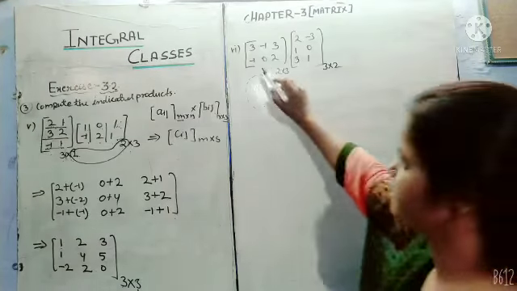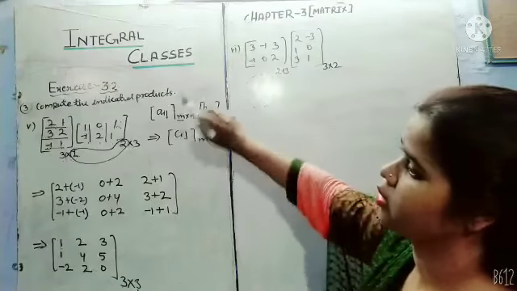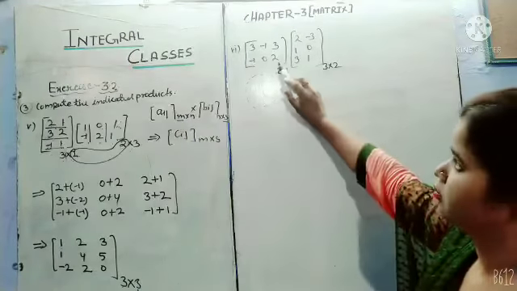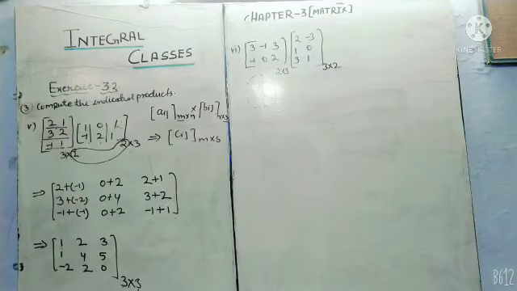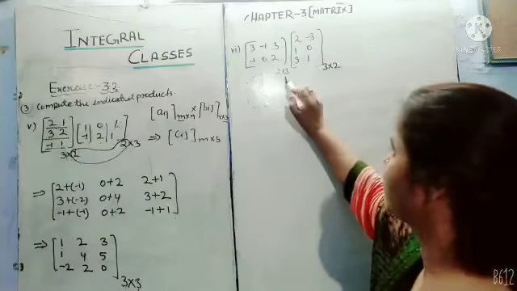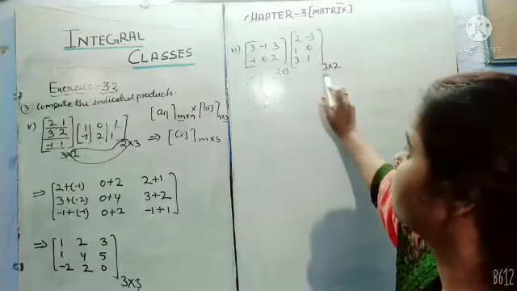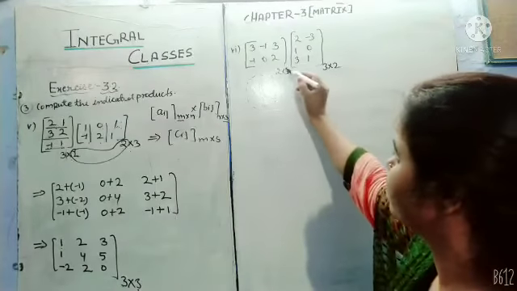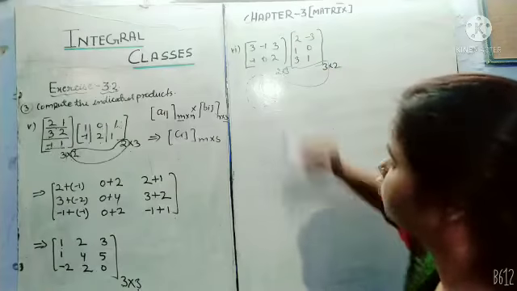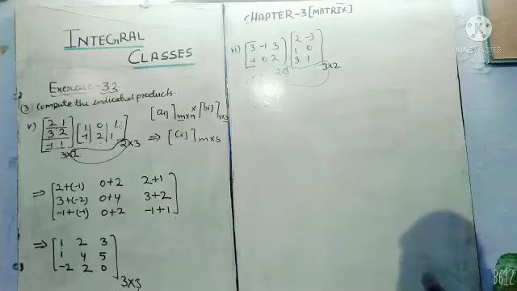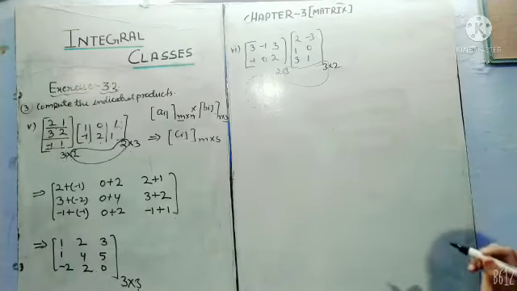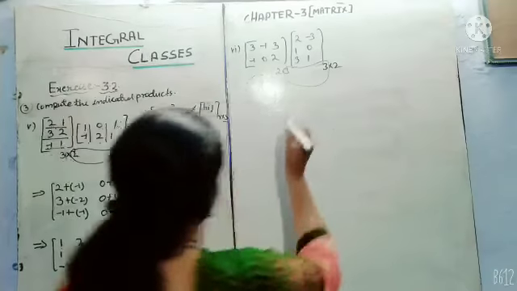Now question number 6 of part 3. We have given again two matrices which have different orders. The first matrix has order 2 cross 3 and the second matrix has order 3 cross 2. It means the inner orders are the same. Now the resultant we will get is of order 2 by 2. Let's see how we can multiply.